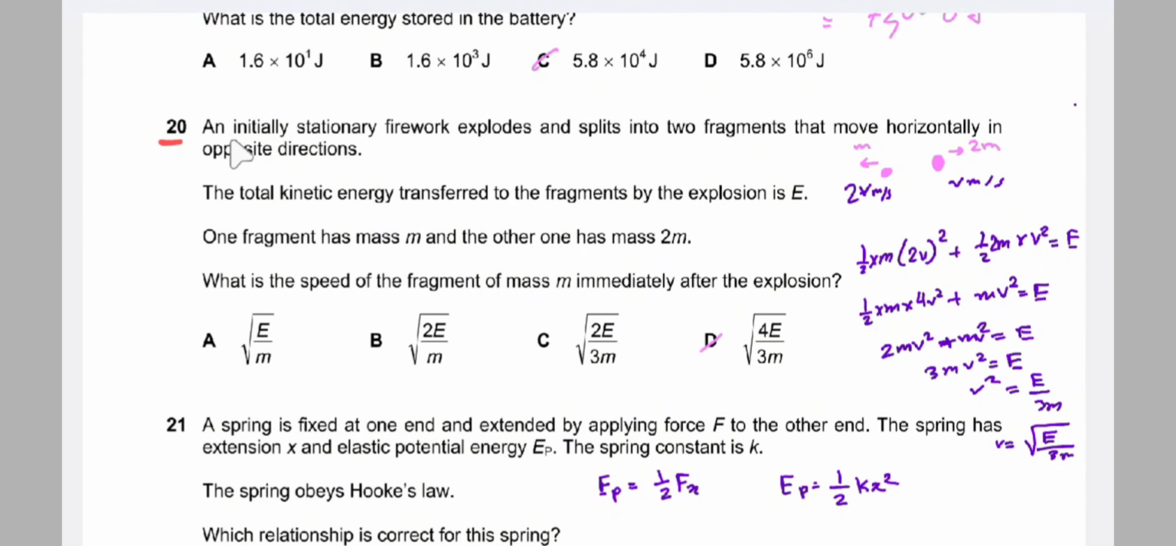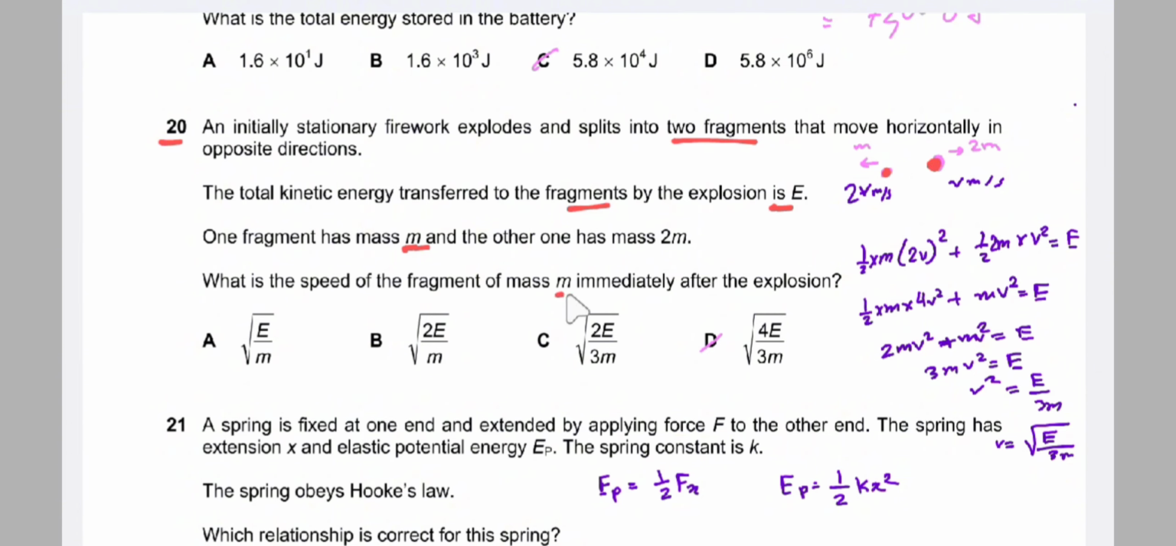Question number 20. An initially stationary firework explodes and splits into 2 fragments that move horizontally in opposite directions. The total kinetic energy transferred to the fragments by the explosion is E. One fragment has a mass of m, and the other fragment has a mass of 2m.